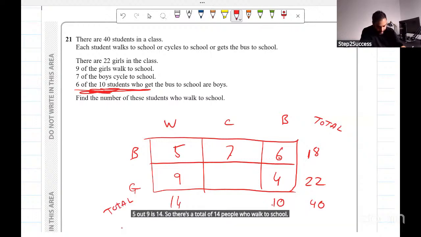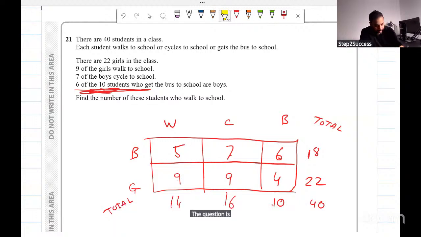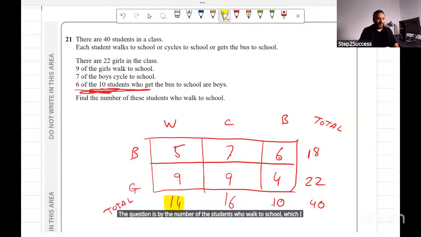There are 22 girls altogether. We know about nine and four of them. That's 13. So another nine of them must cycle to school. Seven and nine is 16, and it all adds up. The question is find the number of the students who walk to school, which I figured out when I got that 14 there.